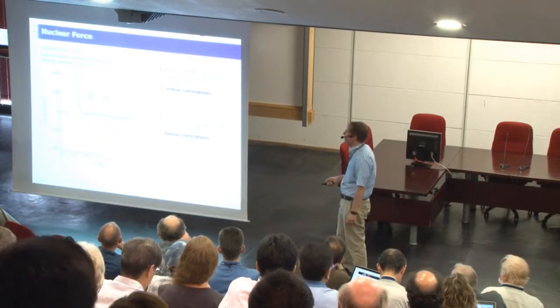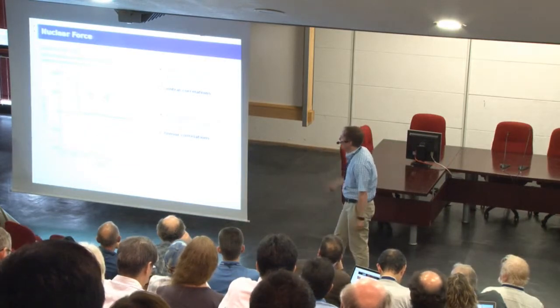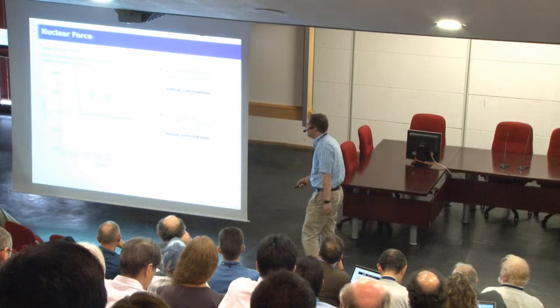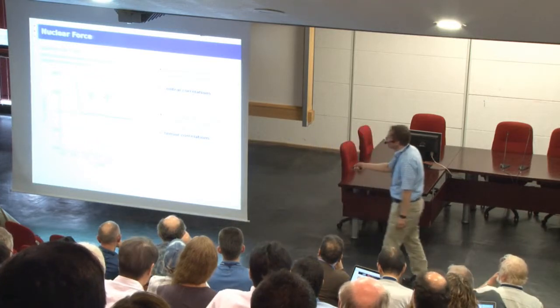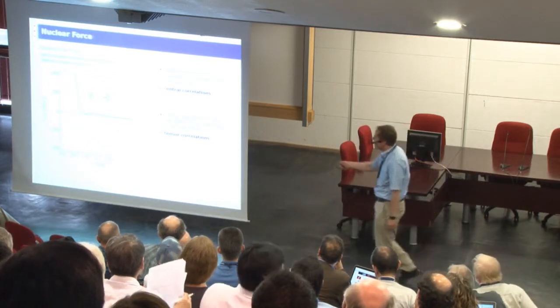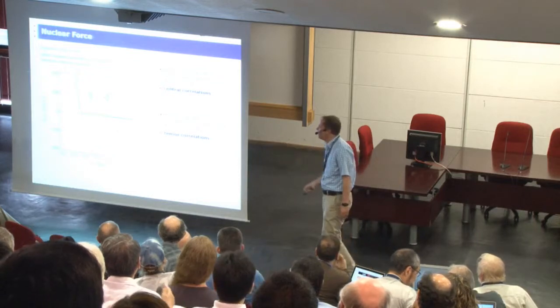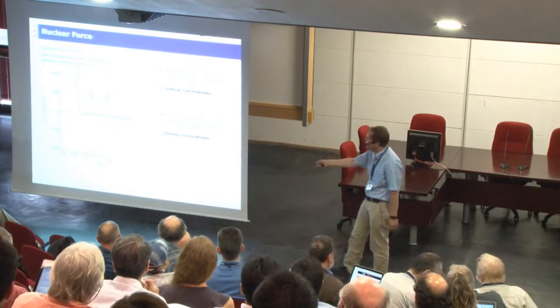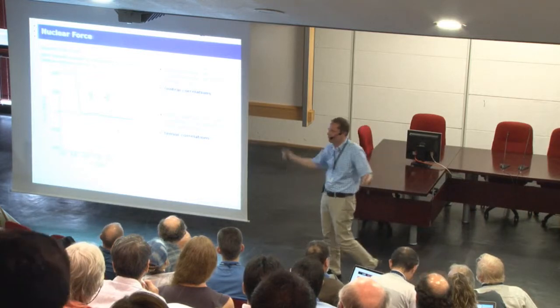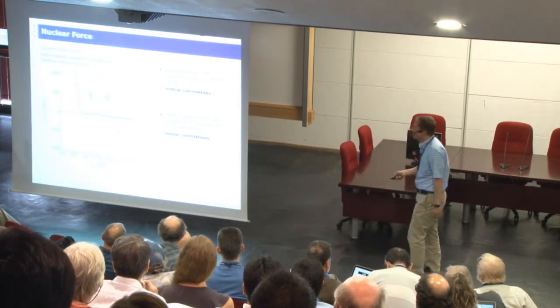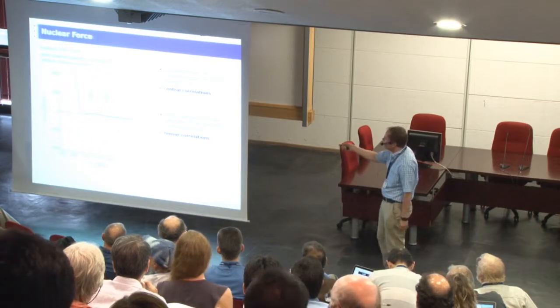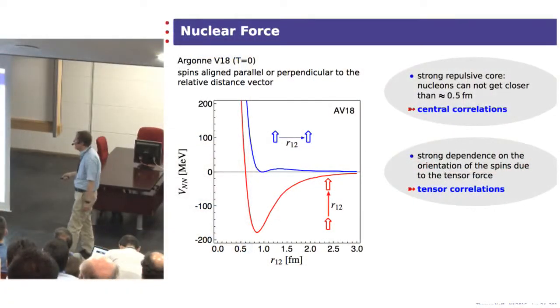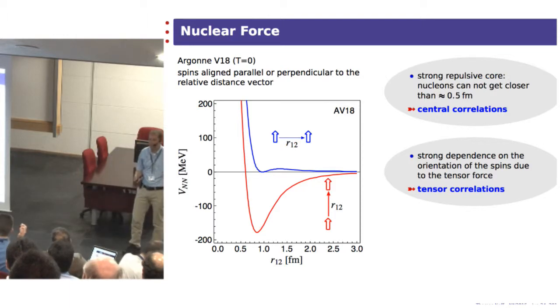Okay. We want to solve the many-body problem using realistic nuclear interactions, and when you look at the Argonne interaction, for example, you have a strong short-range repulsion, and you also have a strong tensor force, which you see here when you look at how the potential looks as a function of orientation of the spins relative to the orientation of the nucleons. And these two features of the interaction, the central correlations and the tensor correlations, will introduce strong short-range correlations in the many-body wave function.